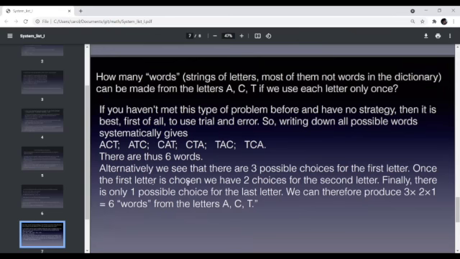Alternatively, we can see that there are 3 possible choices for the first letter. Once the first letter is chosen, we have 2 choices for the second letter. Finally, there is only 1 possible choice for the last letter. Therefore, we can produce 3 times 2 times 1, which is 6 so-called words from the letters A, C, and T.